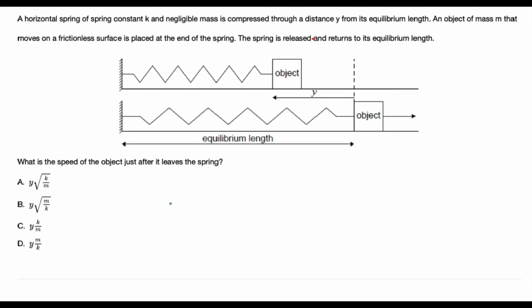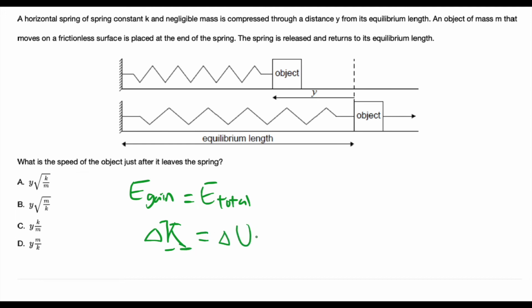Now you can use conservation of energy to solve this problem. We know energy gain must be equal to energy loss, since the total amount of energy is conserved in the system. So when the spring is compressed and then released and returned to its equilibrium position, its kinetic energy changes and its spring energy also changes. The amount of change in kinetic energy, or how much kinetic energy is lost, is equal to how much spring potential energy is gained.